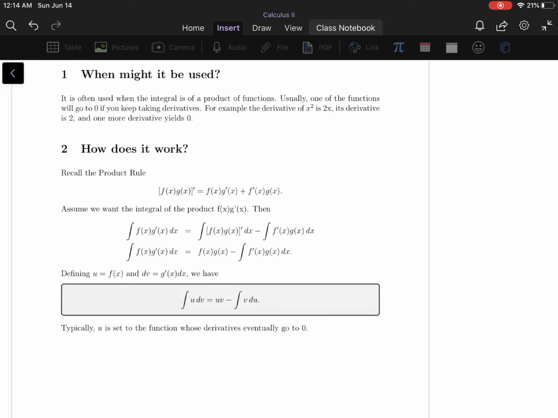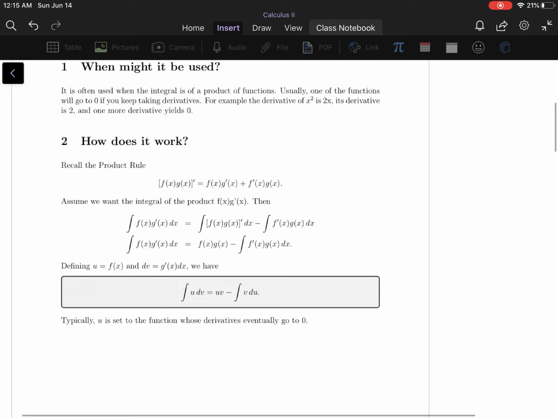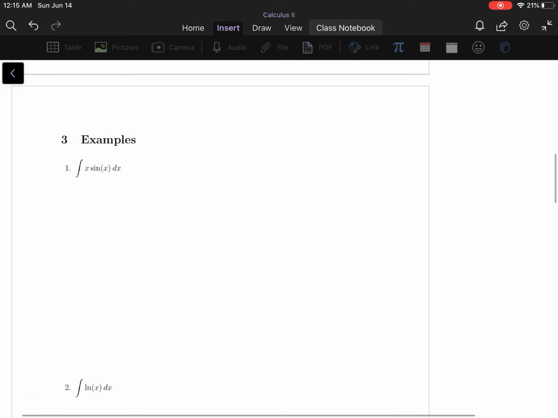The general process is you've got a product, you're going to call one of the functions u and the rest of the integrand dv, and then you're going to get du and you're going to get v from those two variable names. And the integral of u dv, which is the integral you want to evaluate, is equal to uv minus the integral of v du. So that's what this says, but let's see how to actually apply this.